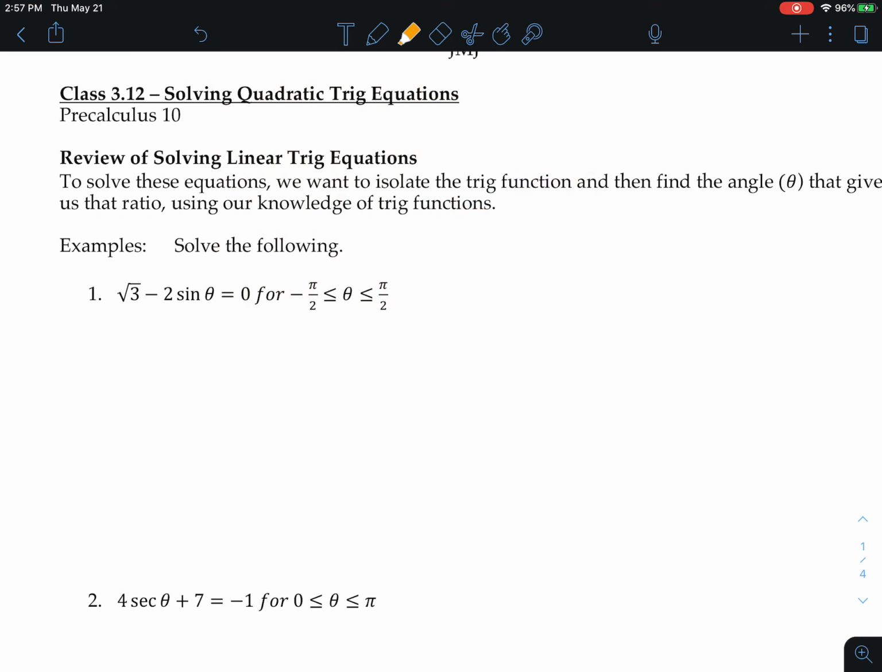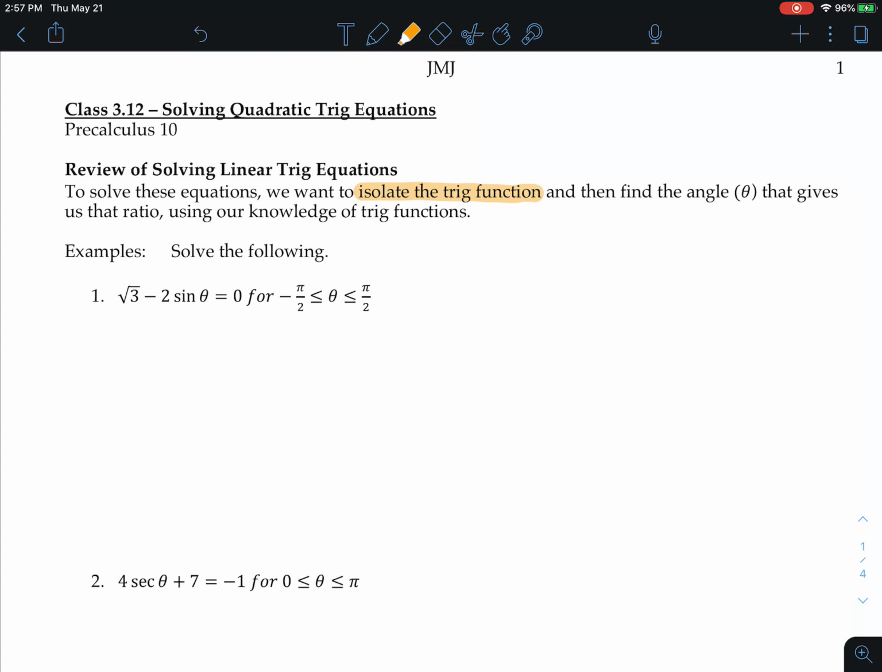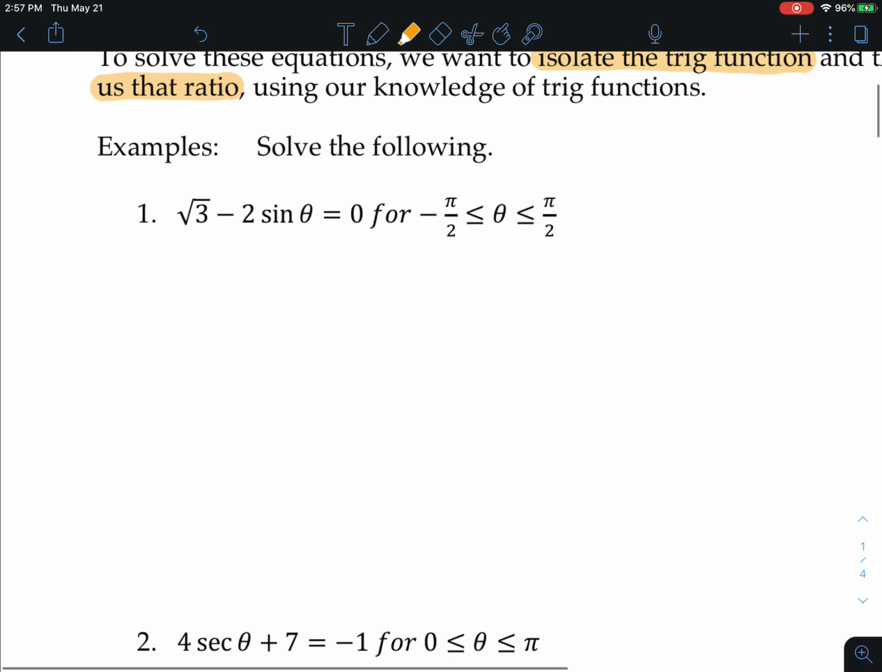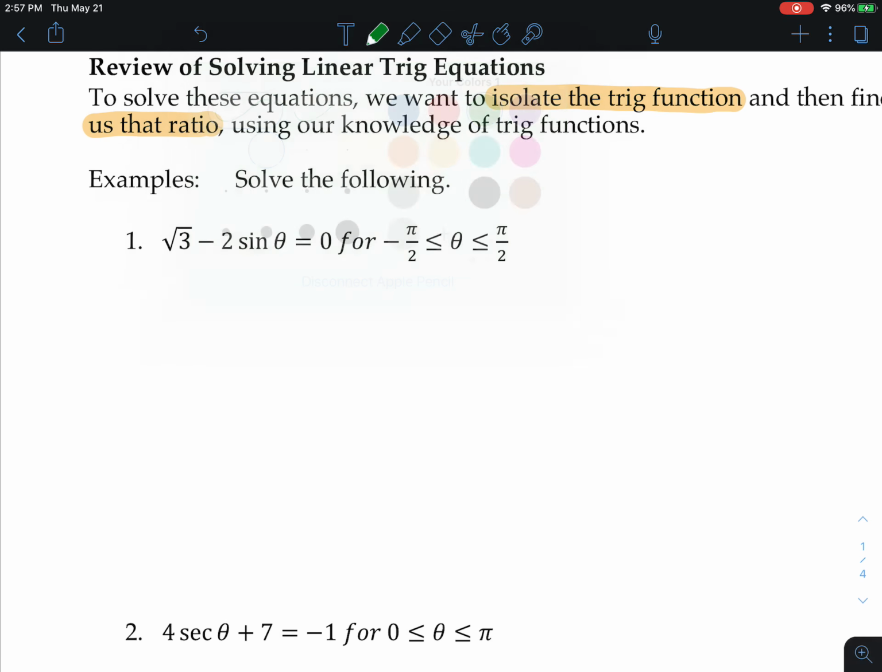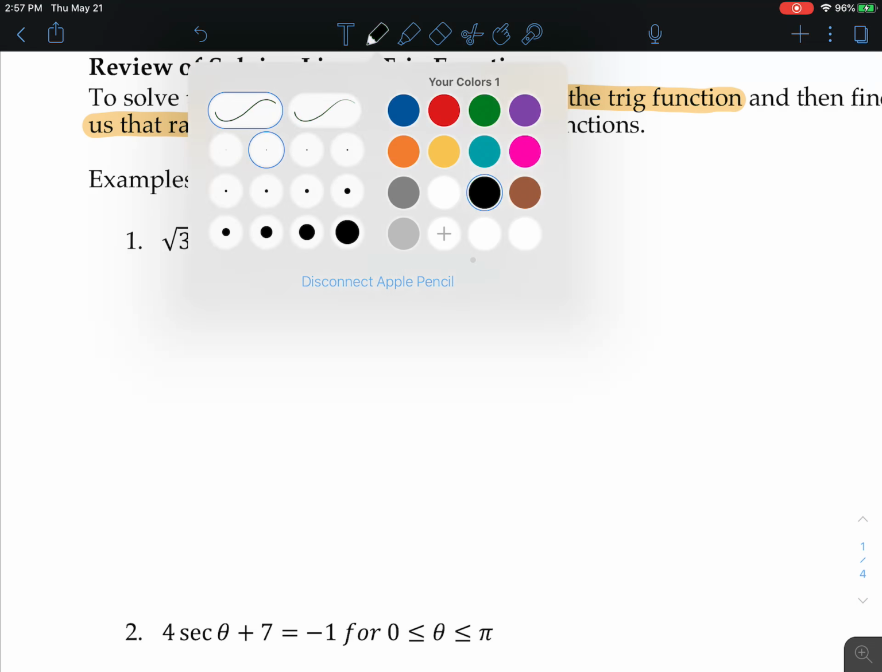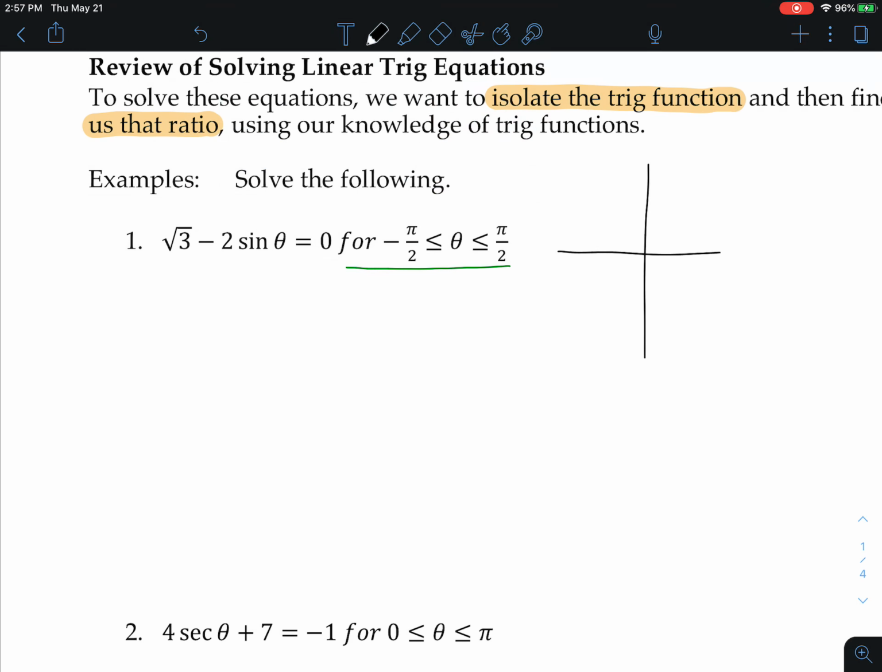Just as we saw from Dr. Summers, we want to isolate the trig function first, and then we find the angle theta that gives us that ratio that we're given. Okay, so some review. First, let's look at the range we're looking for. This is negative pi over 2 to pi over 2, so that is in quadrant 1 and quadrant 4. We're looking at anything in this range right here.